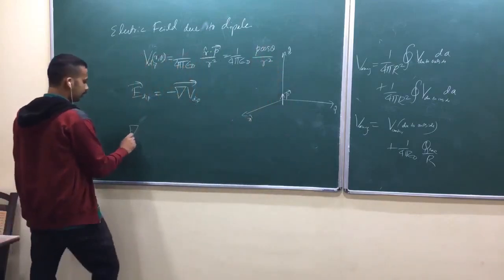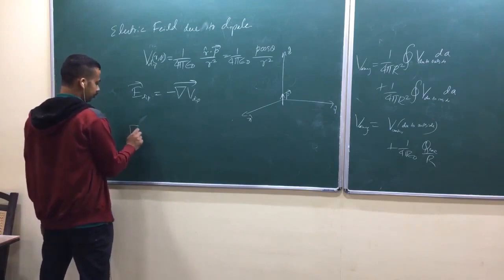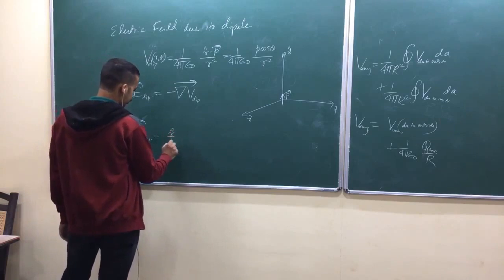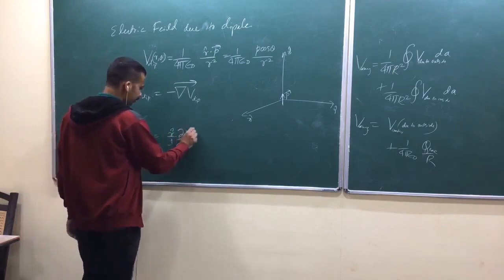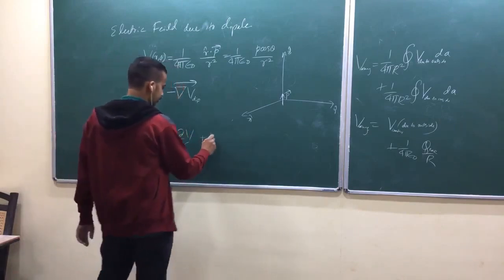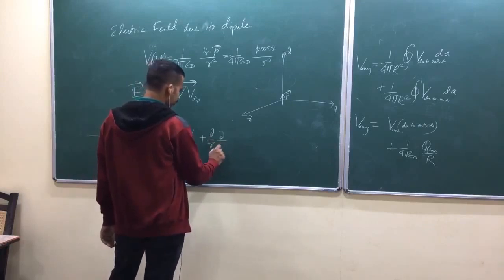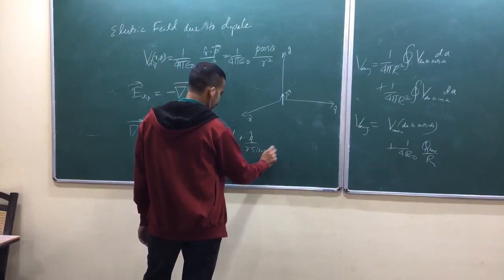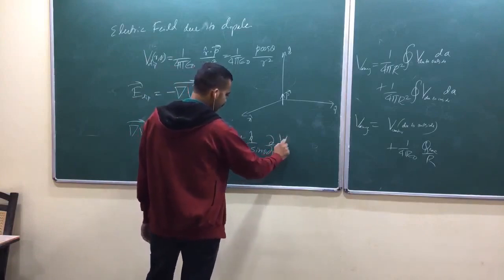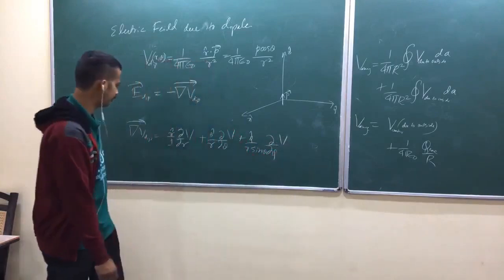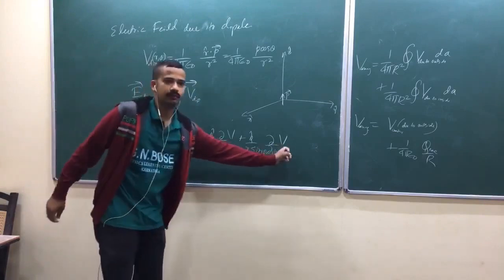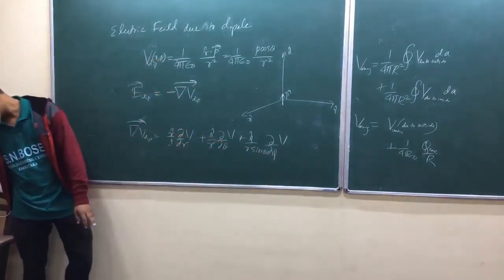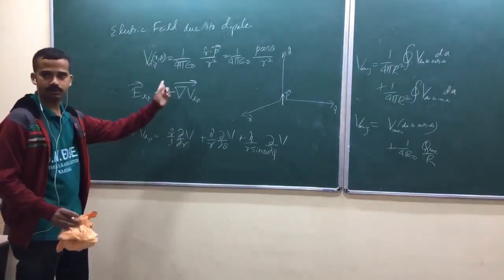How do you write del in polar coordinates? r cap 1 dou by dou r of V, plus theta cap by r dou by dou theta of V, plus phi cap by r sin theta dou by dou phi of V. Now this part is 0 anyway, V doesn't depend on phi. Only these two parts have to be done. Can I write the last expression? Do this step.